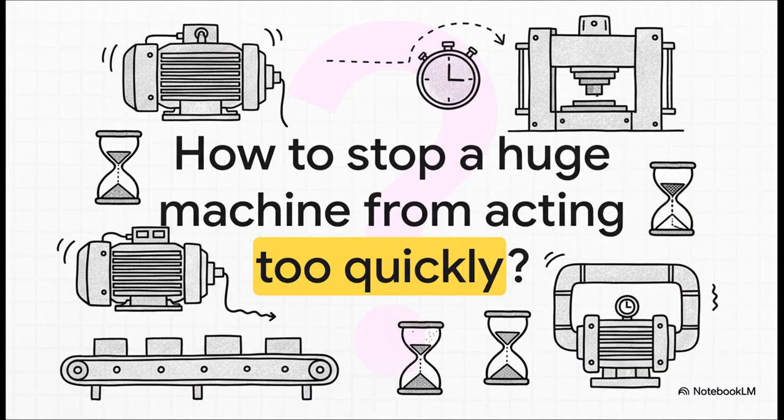So, just picture a huge factory. You've got these giant motors, conveyor belts that go on forever, and presses that could crush a car. How in the world do you tell one of those presses to just wait for 2 seconds before it comes down? Or make sure a pump runs for exactly 1 minute? Because you can't just shout, "Hey, hold on!"